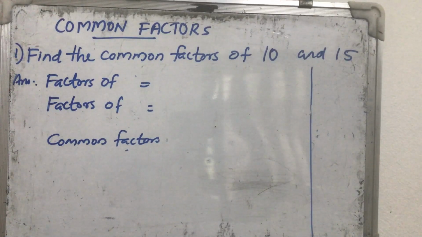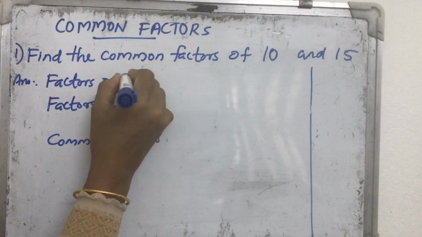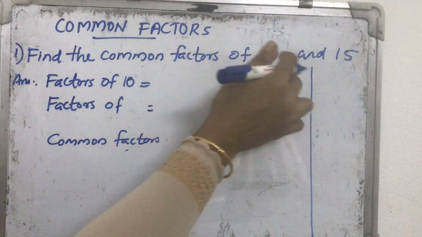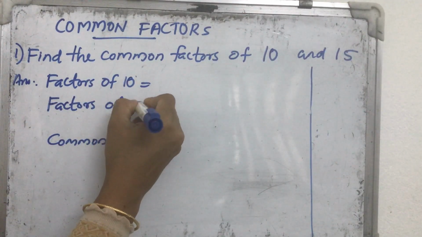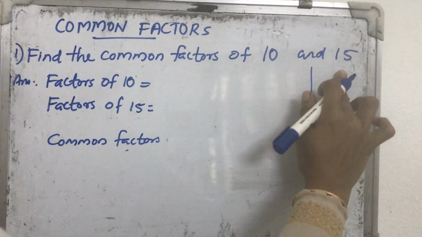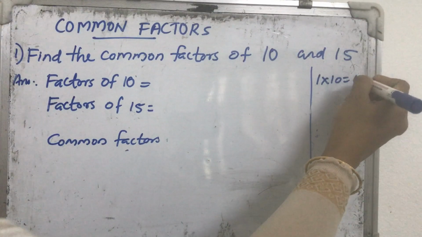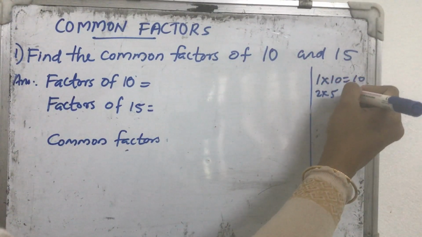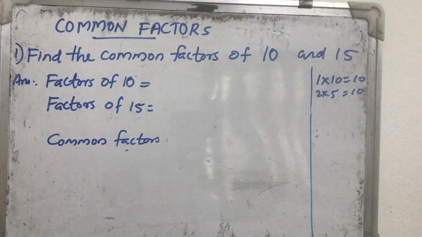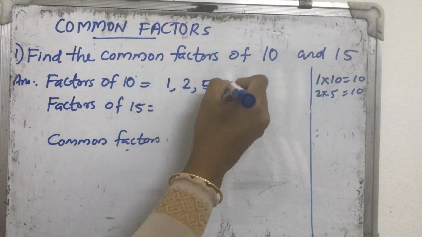So for finding common factors, first we want to list the factors of 10. Okay, so first we are listing the factors of 10. Next we want to list the factors of 15. Now factors of 10. Which numbers will be there to get the product 10? 1 into 10 is 10. And 2 into 5 also 10. Okay, so the factors of 10 are 1, 2, 5, 10.